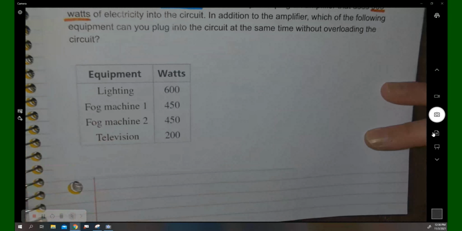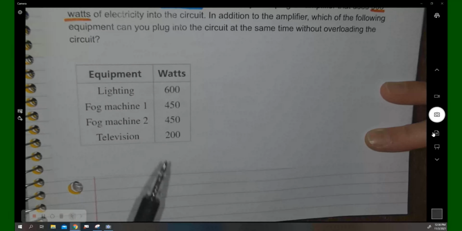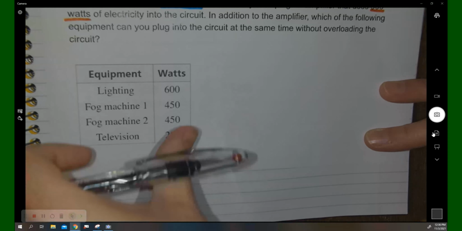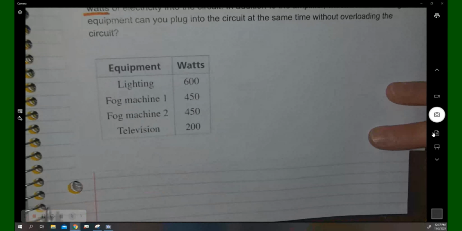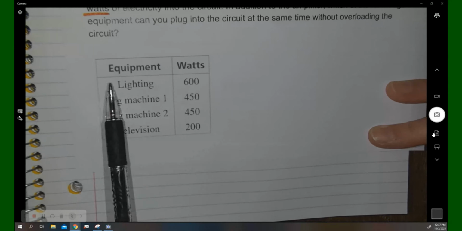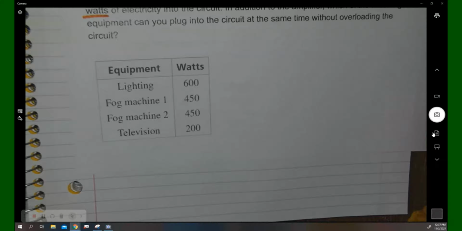So if I'm looking at this table, I can make some combinations. Fog machine 1 is 450. Fog machine 2 is 450. I can't plug in 2 fog machines with this amplifier because that's 900, and the circuit will overload if we get to 1800. So those two combined for 900 with the 900 we already had would overload the circuit. I can use a fog machine and a television, for example, because that's only 650. I could do my lighting and my television because that's only 800. I could do just one fog machine if I wanted. But any combination of these other pieces of equipment works, as long as it is less than 900 watts. Because like I said, if we get to that 900 watts combined with our 900 watt amplifier, then it's going to overload our circuit.